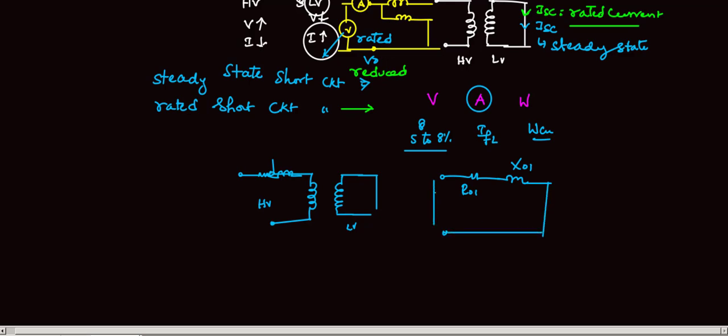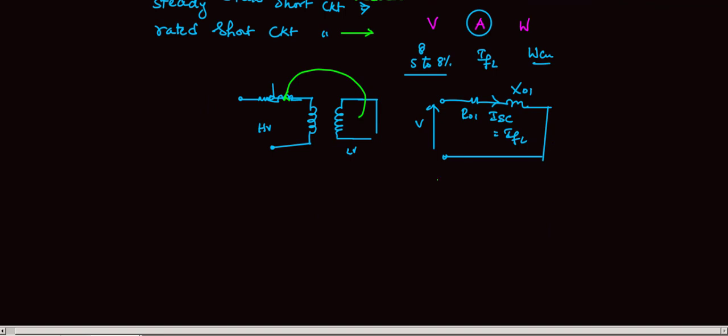This is the equivalent circuit. I am applying the supply voltage, so the short circuit current equal to the full load current is flowing. I am transferring the secondary to the primary, and short circuiting this. This is the equivalent circuit.